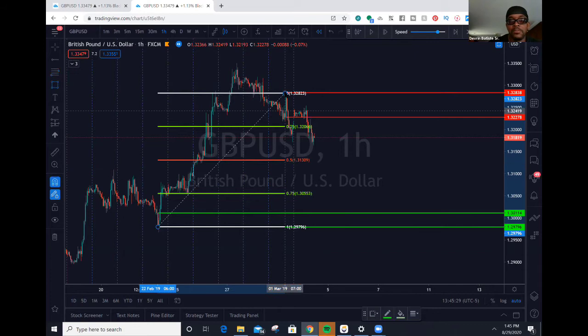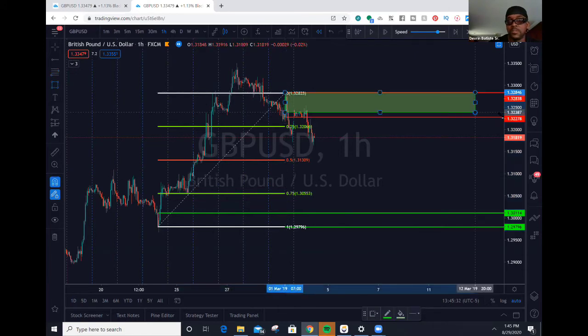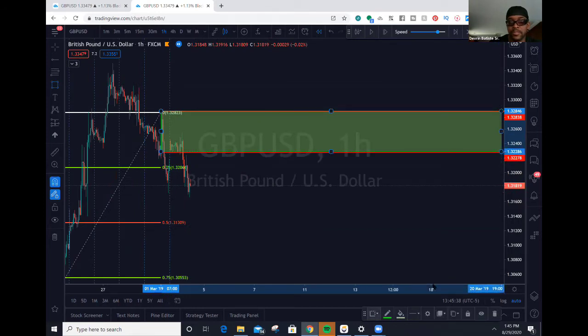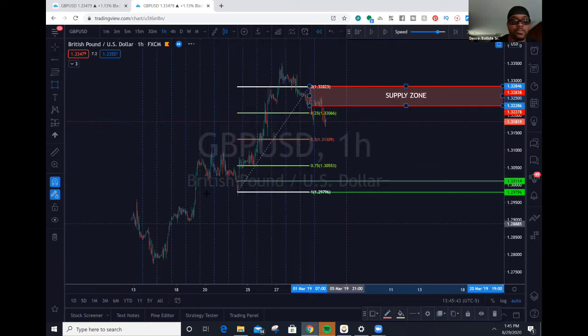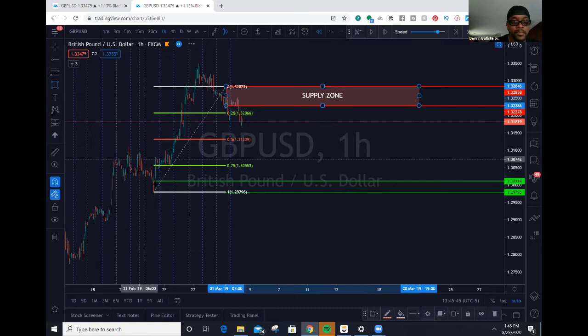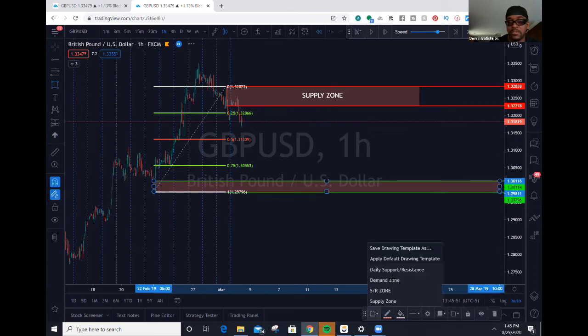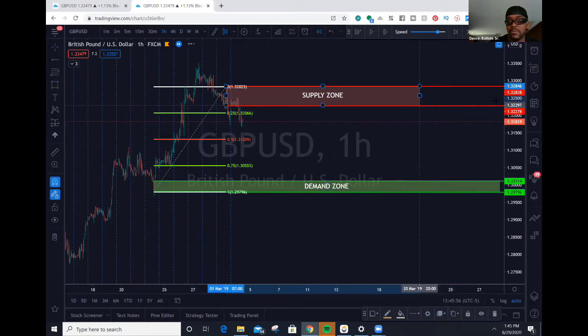Mark out my zones. Supply. So we sell from supply. And remember, we buy from demand, right? Demand. Let me just extend this out a little bit more. Okay, so now we have them marked out.